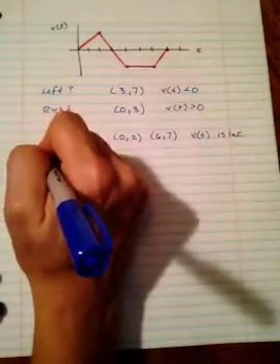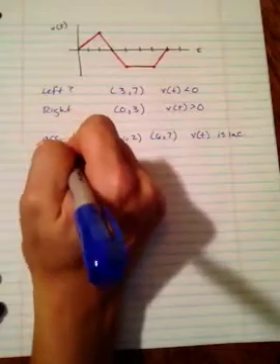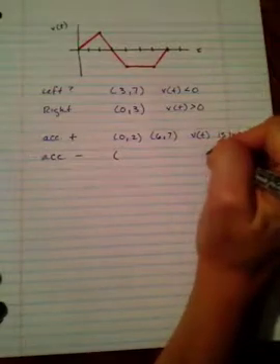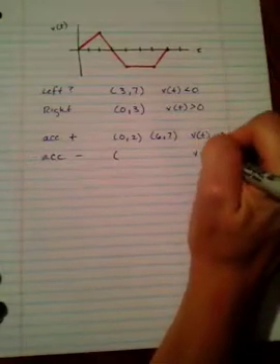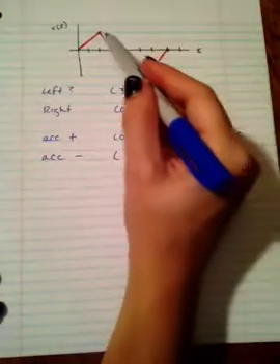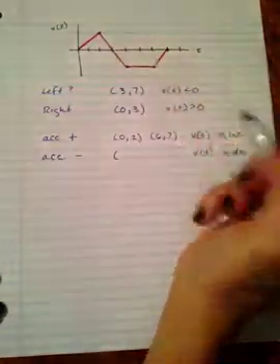A negative acceleration will be when the slope of velocity is negative. So I know my justification will be v of t is decreasing. And I look on the graph, when is the graph decreasing? From 2 to 4.